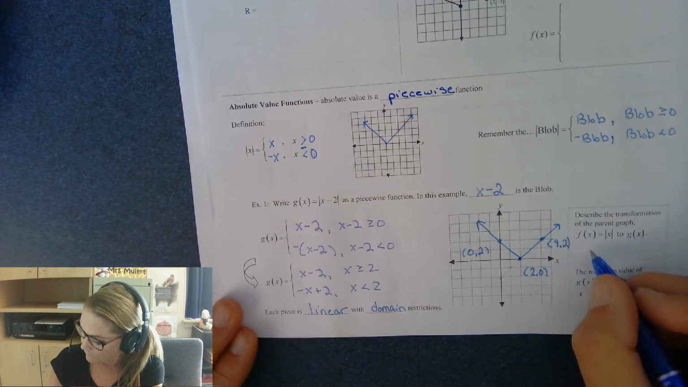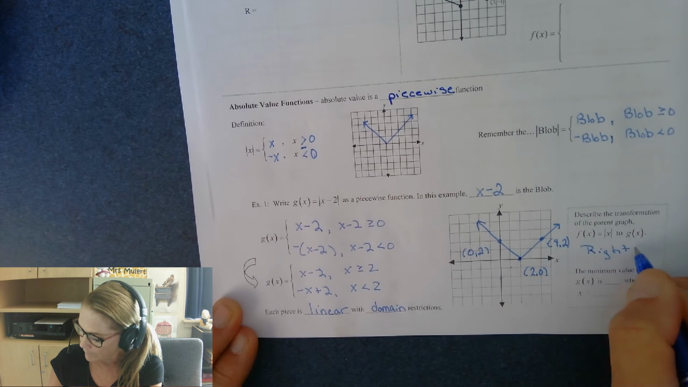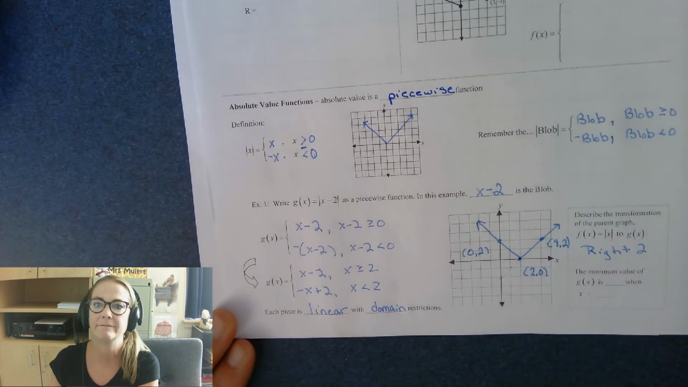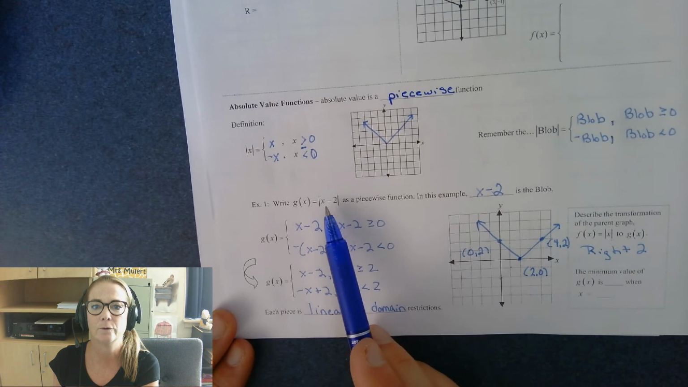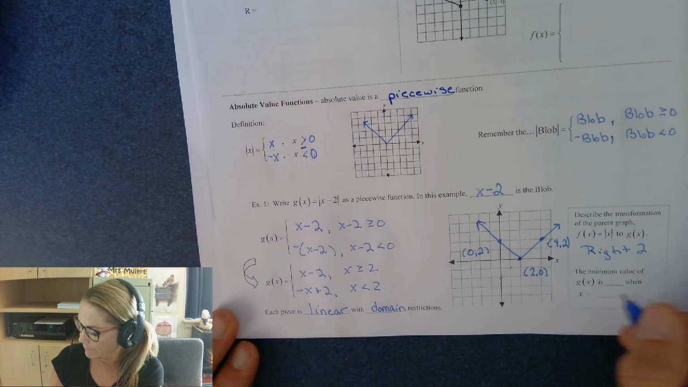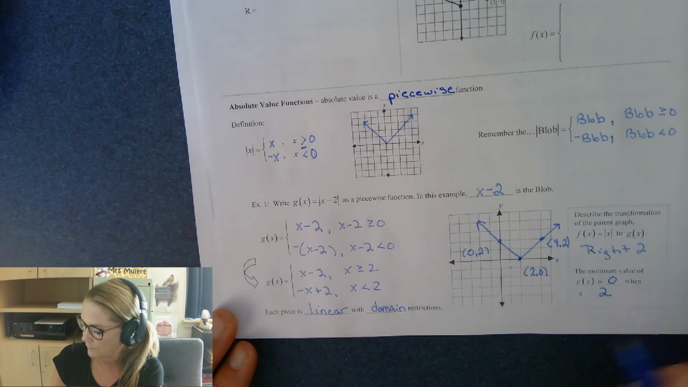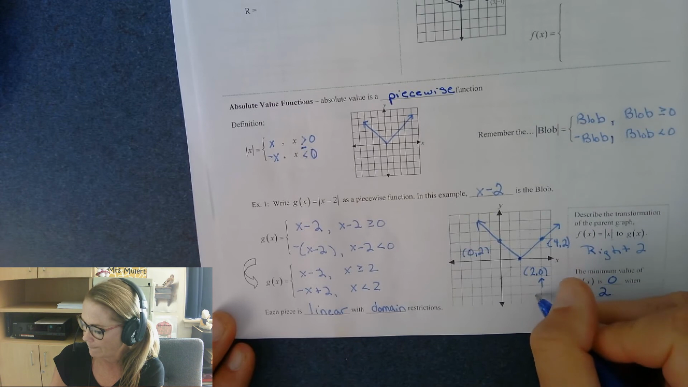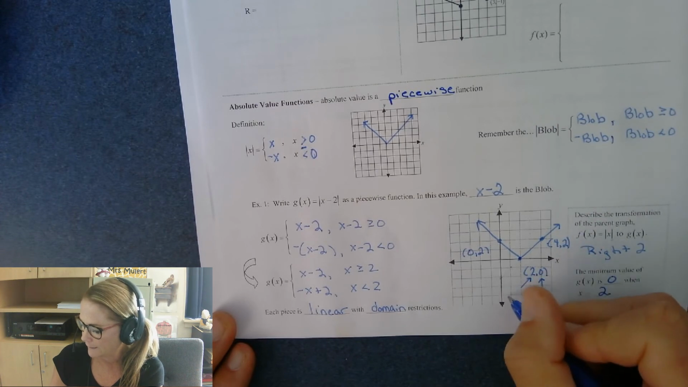We know that this simply went right. If you know your parent graph, that V shape, and you know that when something occurs within the grouping symbol, it's horizontal and it goes opposite of that sign. Okay, and then if you were talking about minimum values, you get a minimum value of 0 that occurs when x is 2. So that's your minimum value and occurs at x equal to 2.